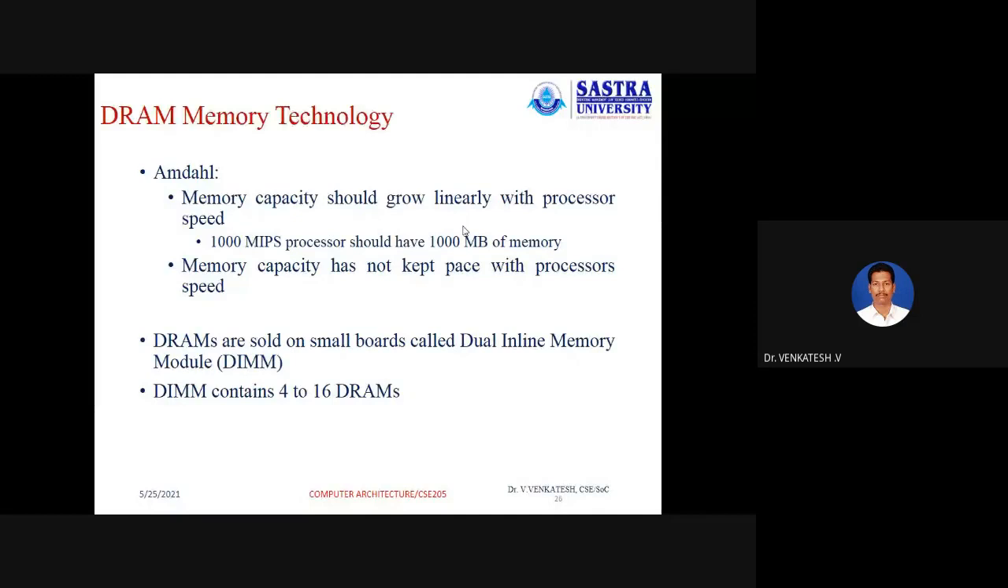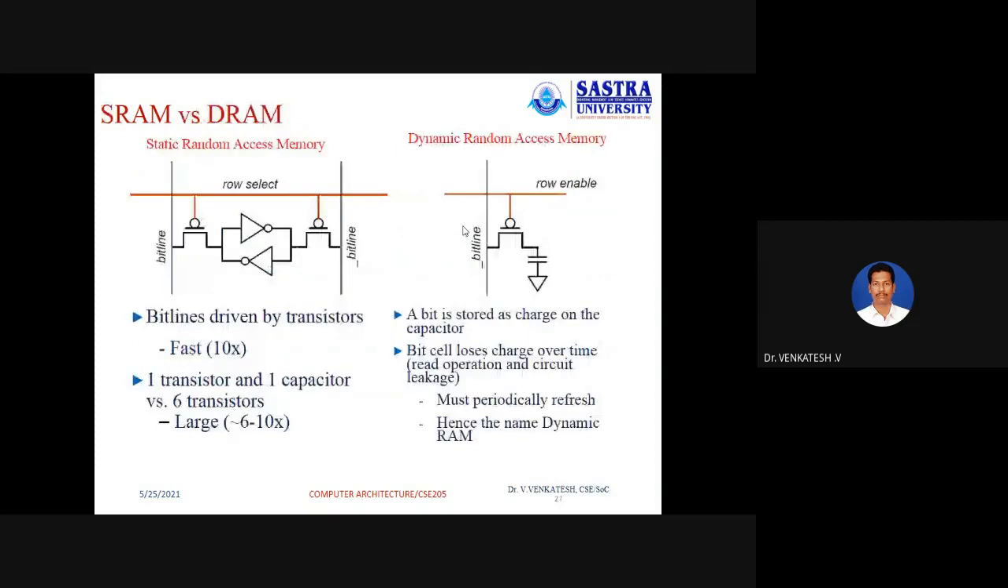The next one is DRAM. In earlier days, it came on small boards called dual inline memory modules, DIMM. We purchase SDRAM in a dual inline memory module. Dual inline means the row as well as column. It contains 4 to 16 DRAM chips. So a DIMM contains 4 to 16 DRAM, and according to that the capacity is going to be fixed. That is about the DRAM technology.